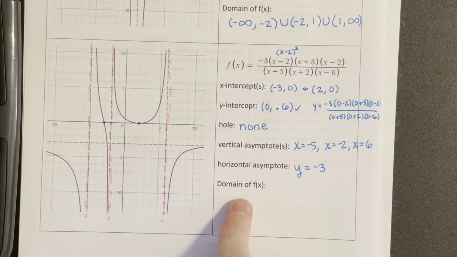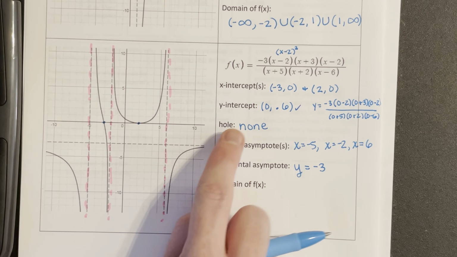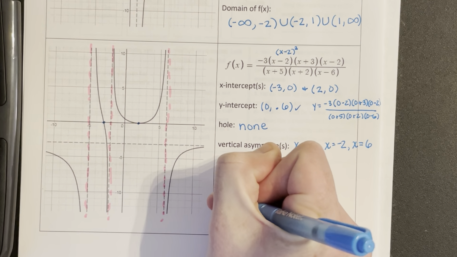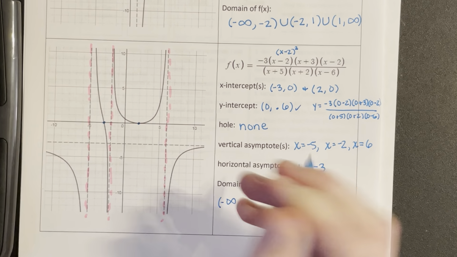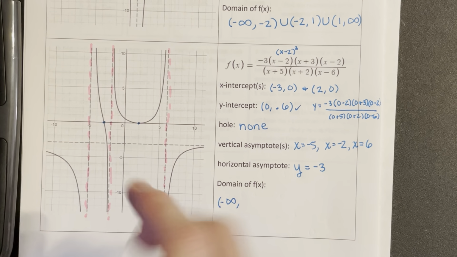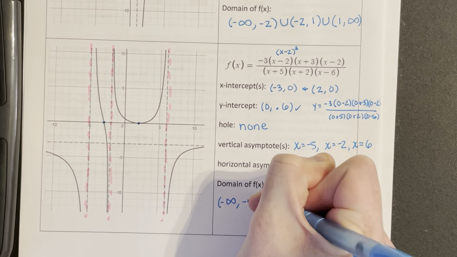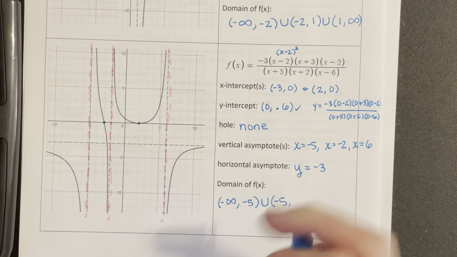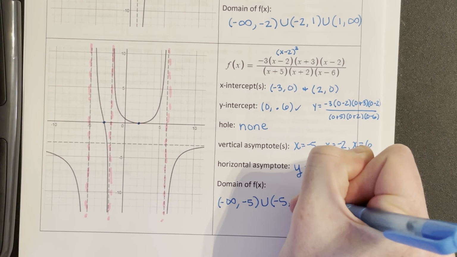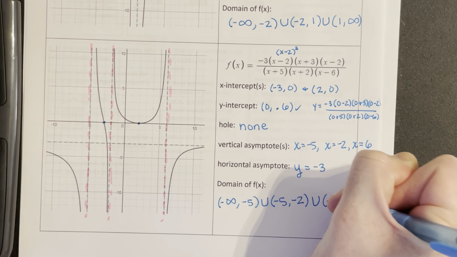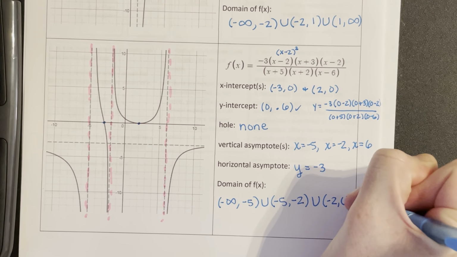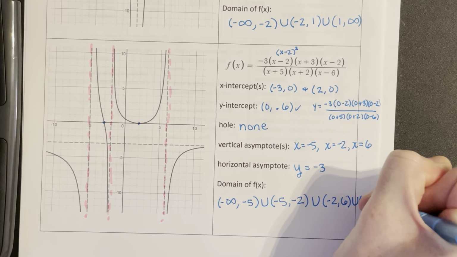The domain comes from all the x values that are excluded. There are no holes, but there are vertical asymptotes, so these vertical asymptotes are going to affect the domain. I go from -infinity all the way up until that -5, union, -5 all the way until we get to the next asymptote of -2, union, -2 all the way up until 6, union, and then 6 to infinity.